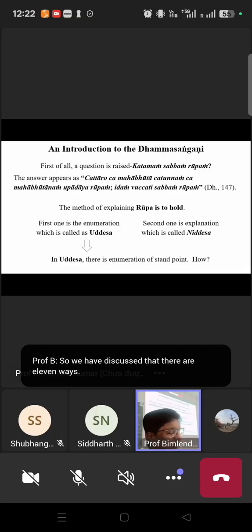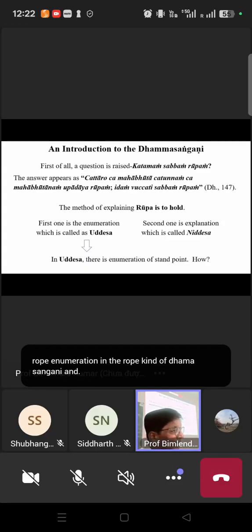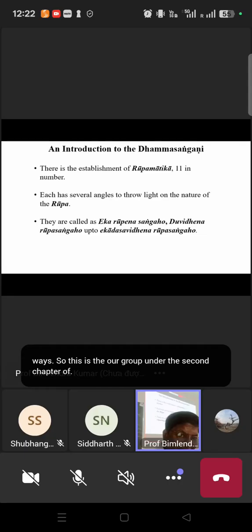एक विधेन रूप संग्रह, दो विधेन रूप संग्रह. There are 11 ways of the Rup enumeration in the Rupakanda of Dhammasaṅgaṇi, and they have been discussed in a very detailed manner. There are 40 pages discussing the Rupakanda in 11 ways. So this is our Rupakanda, the second chapter of Dhammasaṅgaṇi.